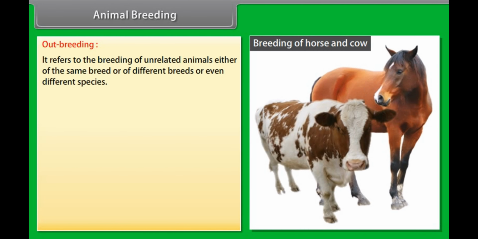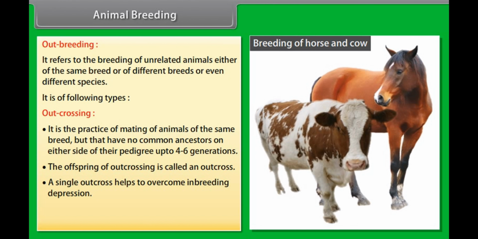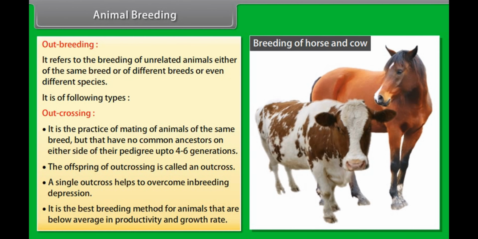Outbreeding. It refers to the breeding of unrelated animals, either of the same breed or of different breeds, or even different species. It is of the following types. Outcrossing. It is the practice of mating of animals of the same breed, but that have no common ancestors on either side of their pedigree up to 4 to 6 generations. The offspring of outcrossing is called an outcross. A single outcross helps to overcome inbreeding depression. It is the best breeding method for animals that are below average in productivity and growth rate.